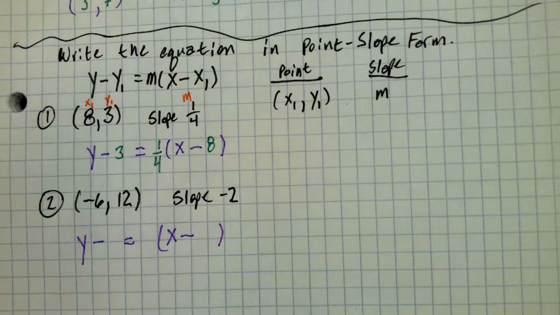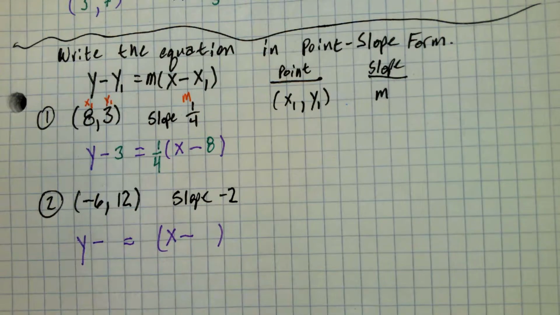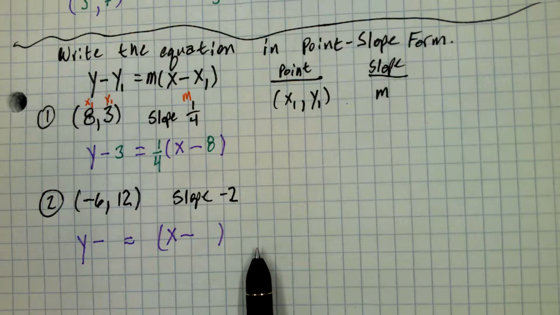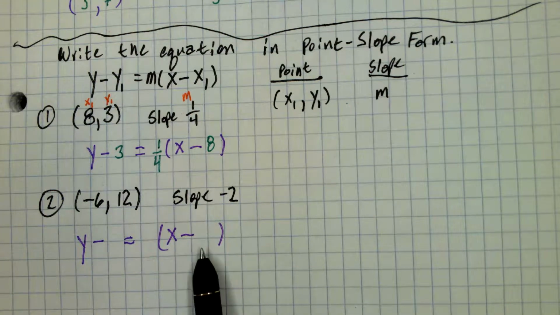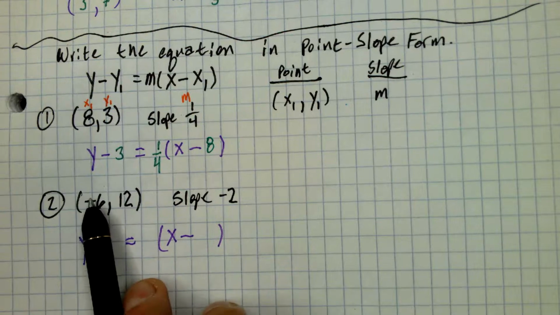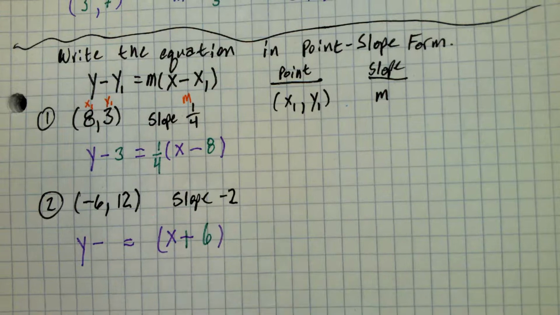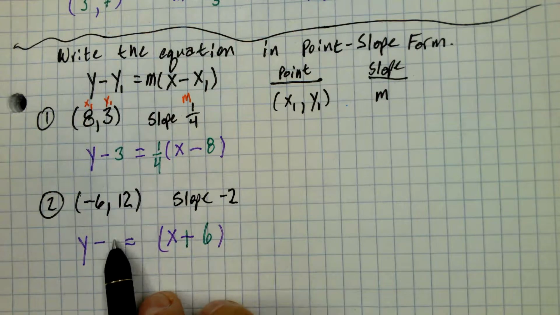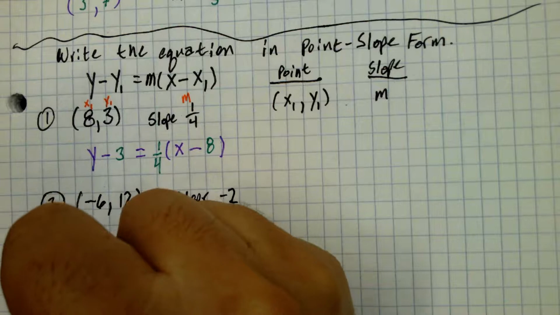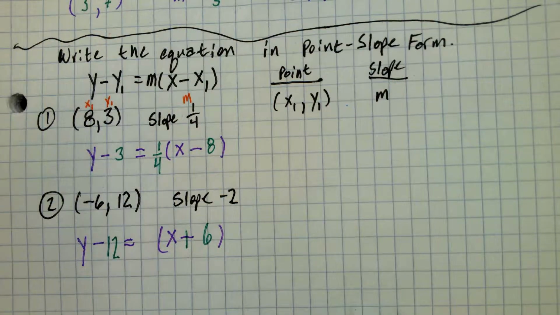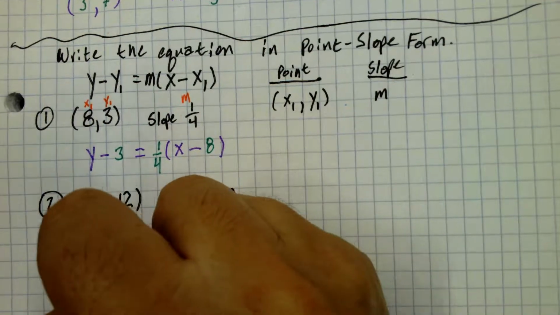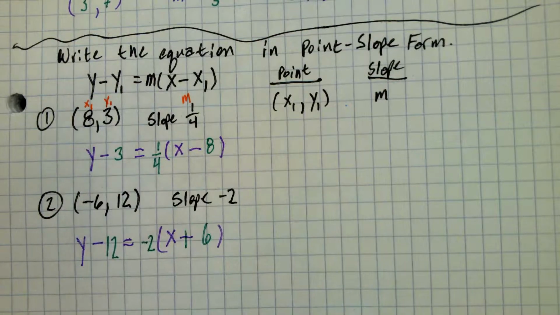All right. So let's just take it from the top. -6. Where is it going to go? You would make it a plus. You take this negative, apply it with that negative. It's now +6. Okay, let's do the 12. That would go here as -12. And we got a slope of -2. Let's just write it as -2. Okay. Easy peasy, right?